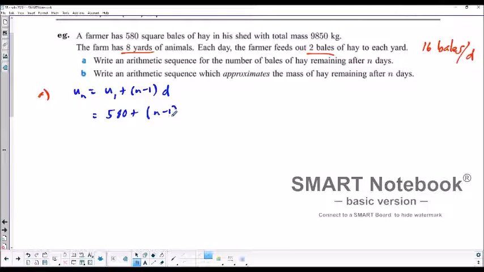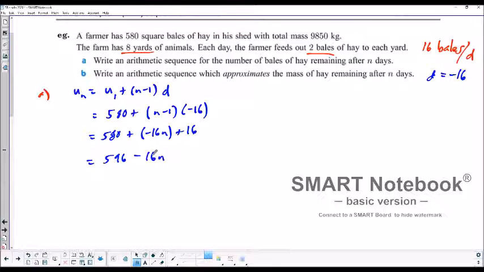plus n minus 1. And the common difference, well, if they're distributing out 16 bales of hay per day, then d, the common difference, will be negative 16 because the total number of bales is disappearing. So it's going to be negative 16. And so then we have, if we simplify this, 580 plus negative 16n plus 16. So that gives us 596 minus 16n will be the arithmetic sequence for the number of bales of hay remaining after n days.